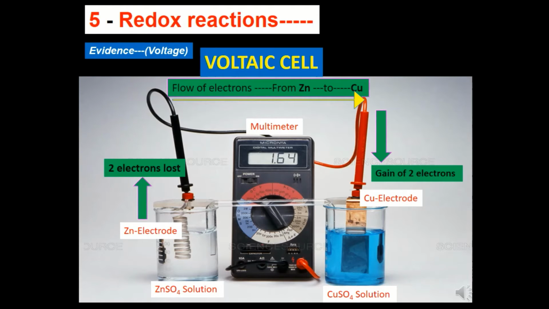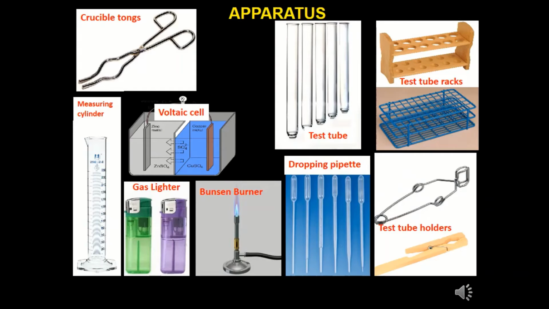So what is your evidence? The evidence is the multimeter voltage. Whatever you see during the demonstration, you will write the voltage there. Now we come to the apparatus of this experiment. We have to use many apparatus in this one.